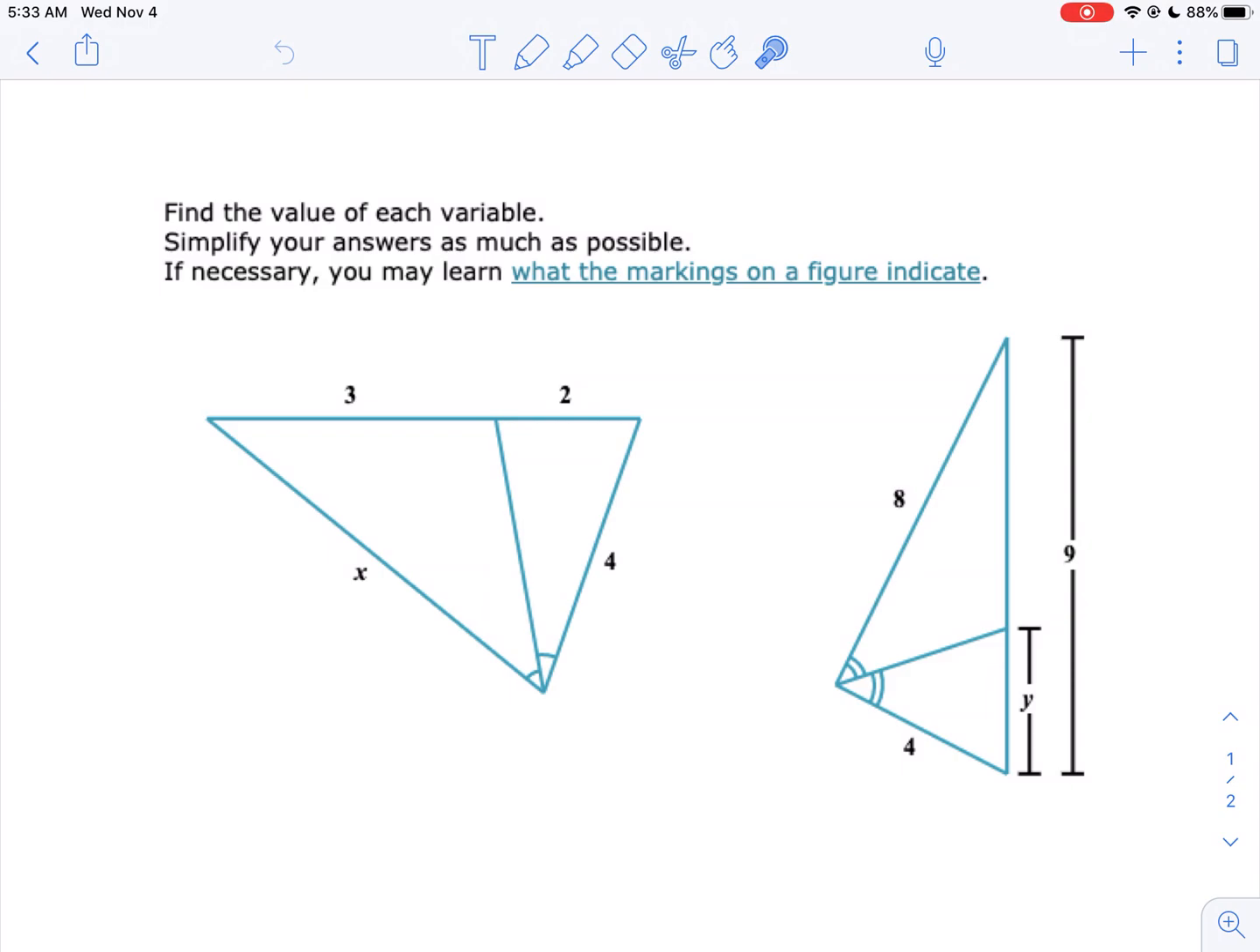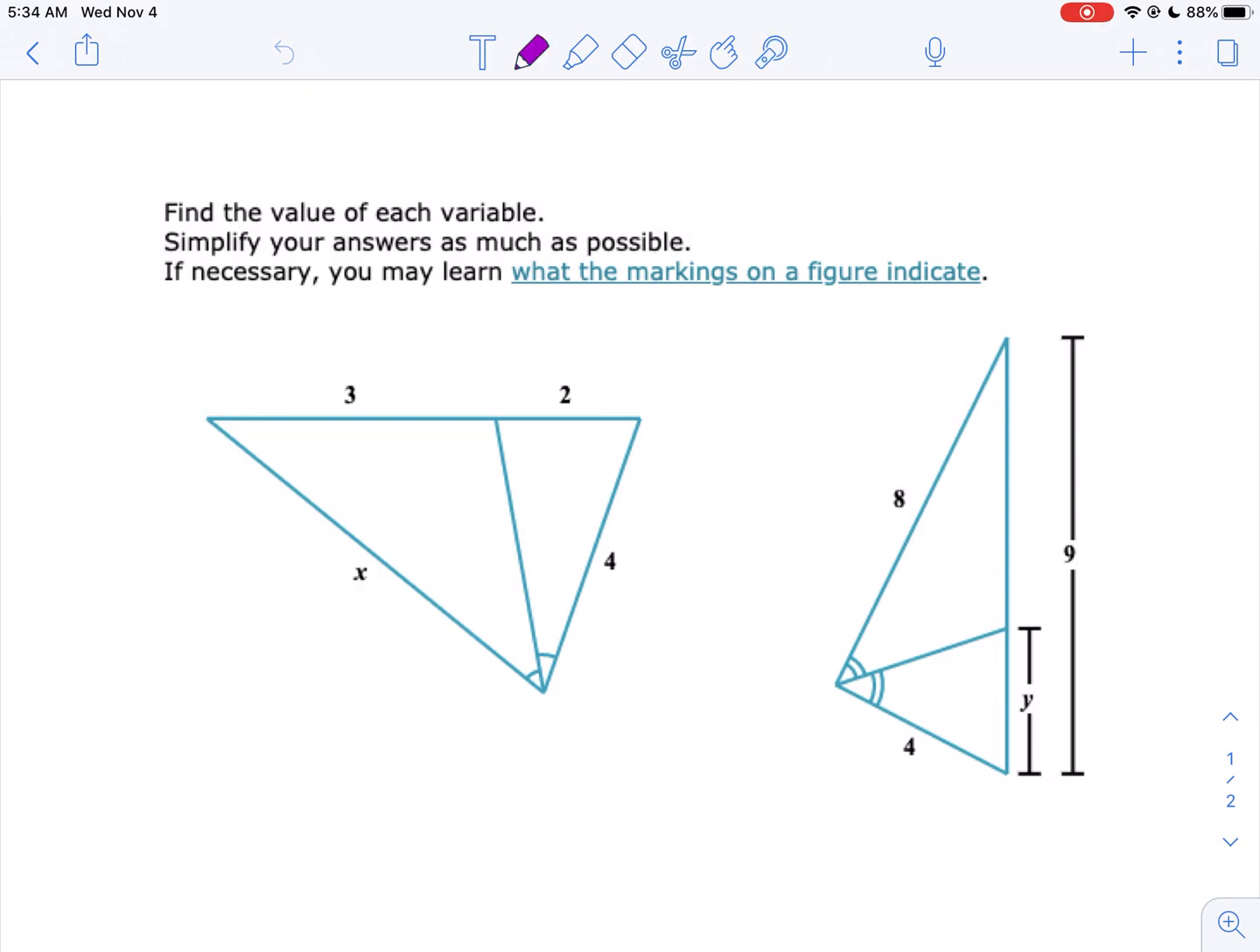And what the triangle angle bisector theorem says is, if you have an angle bisector, it cuts the opposite side into the same ratio as the ratio of the other two sides.